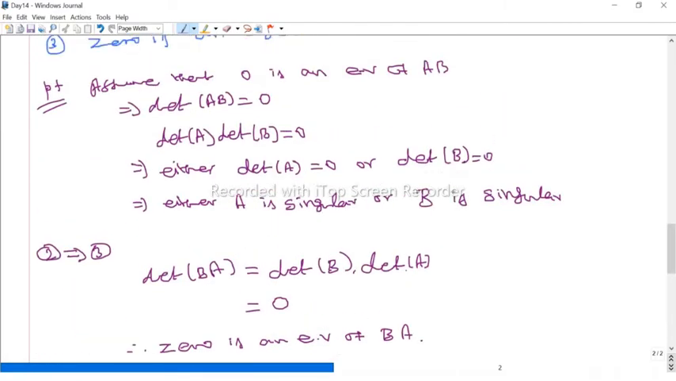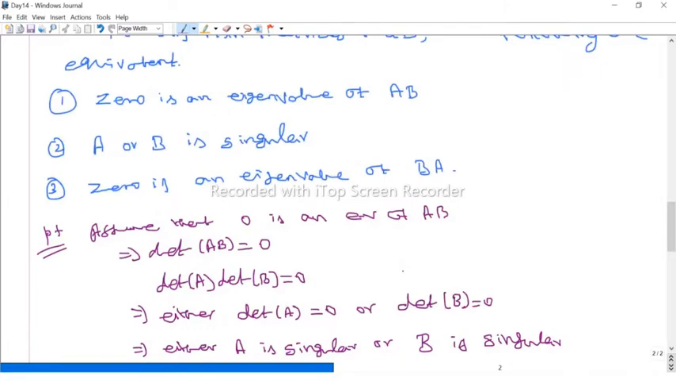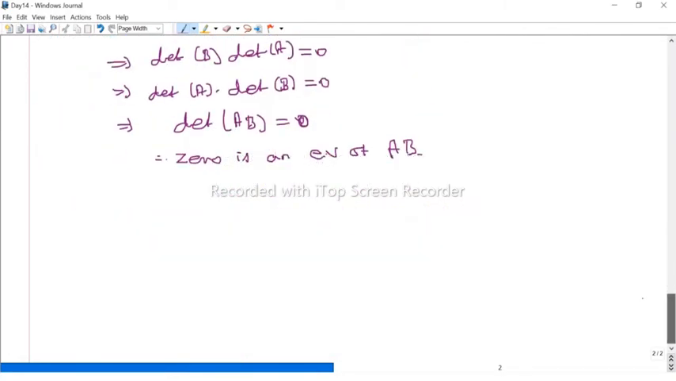So we proved all the parts. If 0 is an eigenvalue of AB, then either A or B is singular, or 0 is an eigenvalue of the matrix BA. Now we are going to prove that the matrices AB and BA have the same eigenvalues, not eigenvectors, the same eigenvalues. Suppose lambda is an eigenvalue of AB, then lambda is also an eigenvalue of BA. That is an important theorem. AB and BA need not be similar matrices, but for any such matrices, the eigenvalues are the same. So maybe you can state it as a theorem.